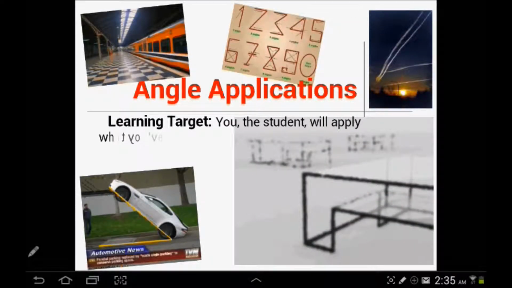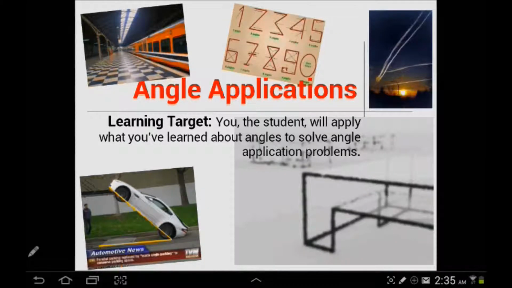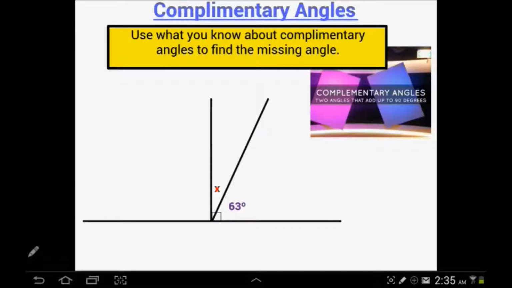This is going to cover basically what we did the previous lesson, but now we're going to apply what we know about angles and use that information to help us solve problems. Angle problems, basically. Problems where there are angles that are missing. Okay, now here's your first example right here. We're going to look at complementary angles.